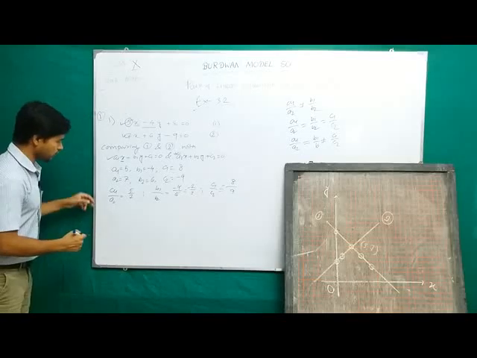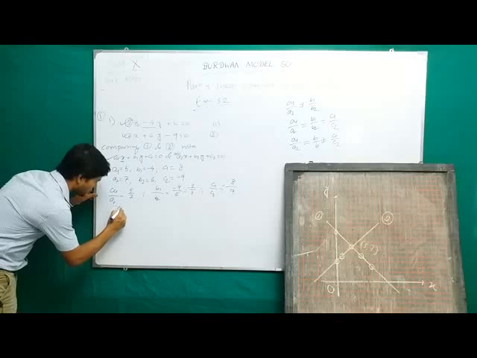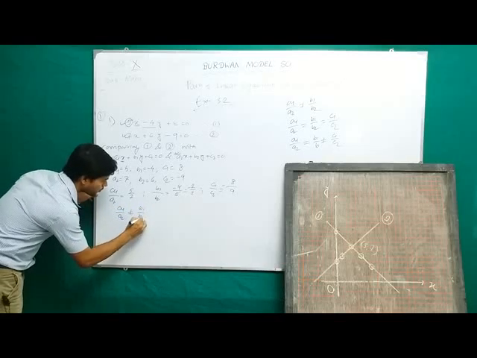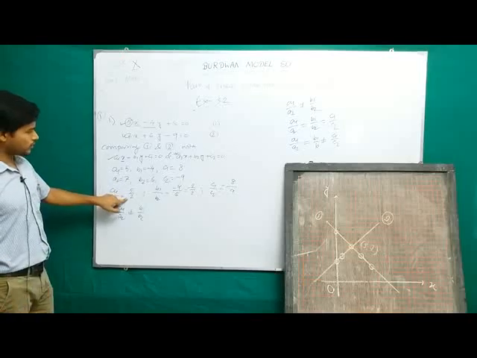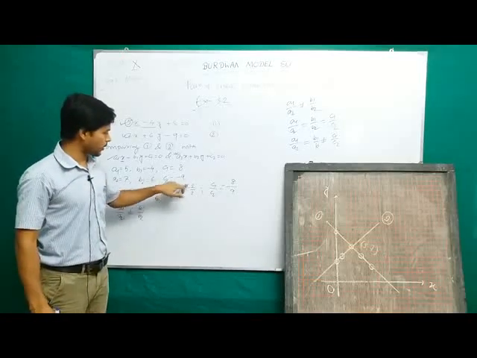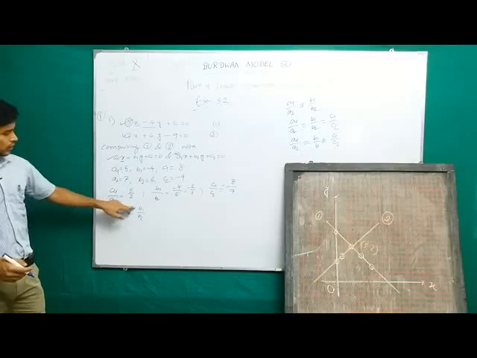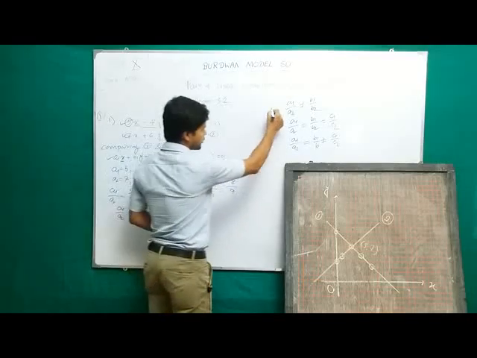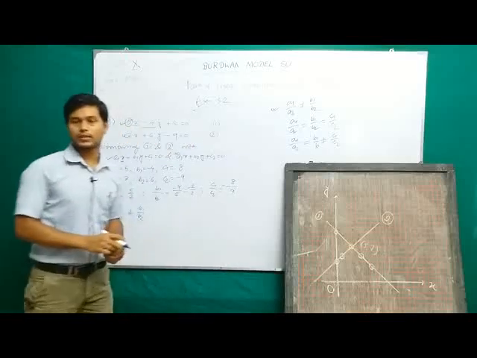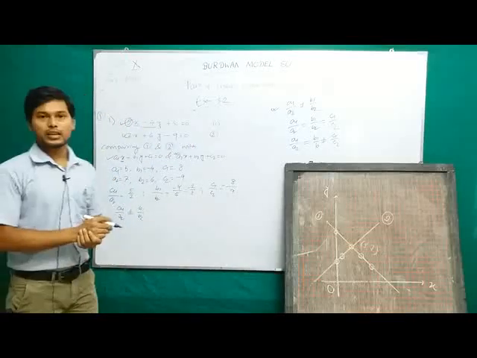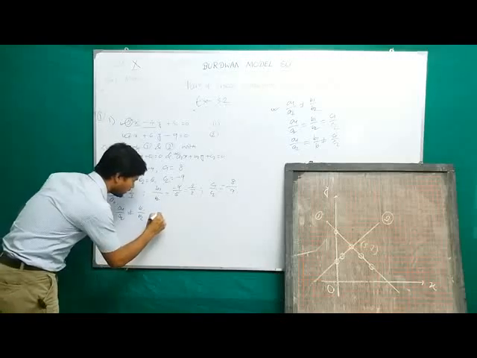So now obviously from the result we can say that a1 by a2 is not equal to b1 by b2, because a1 by a2 is equal to 5 by 7 and b1 by b2 is equal to minus 2 by 3. So obviously they are not equal. So the first condition is satisfied here. That means we can say that the given pair of equations has a unique solution.